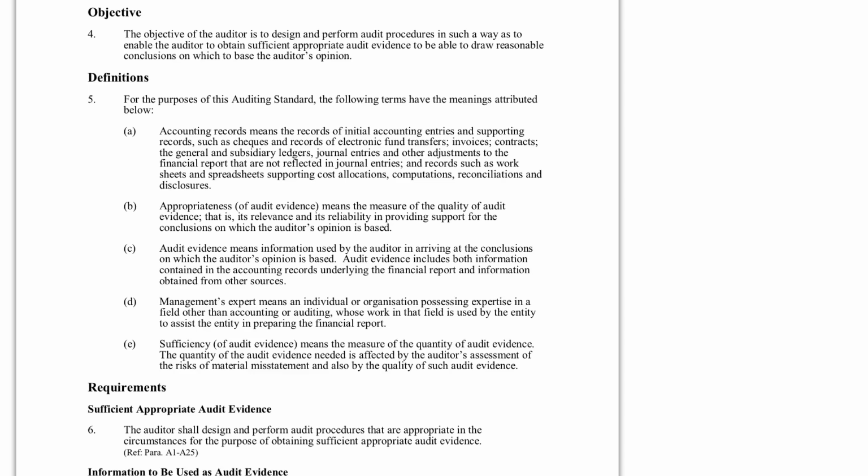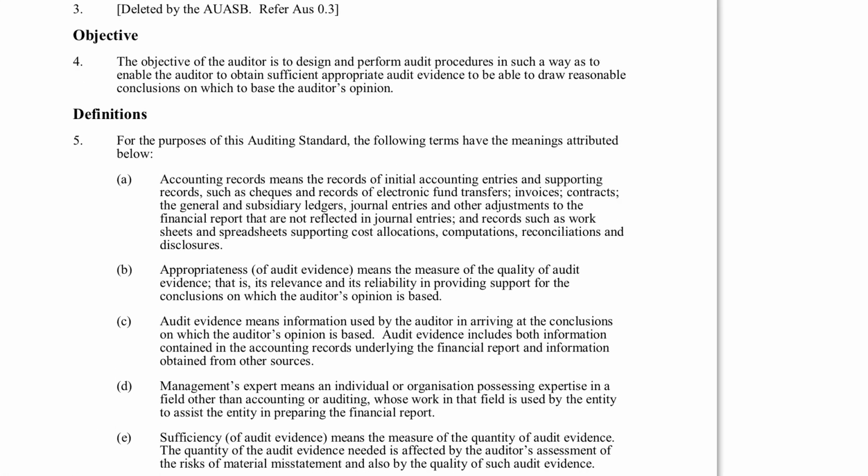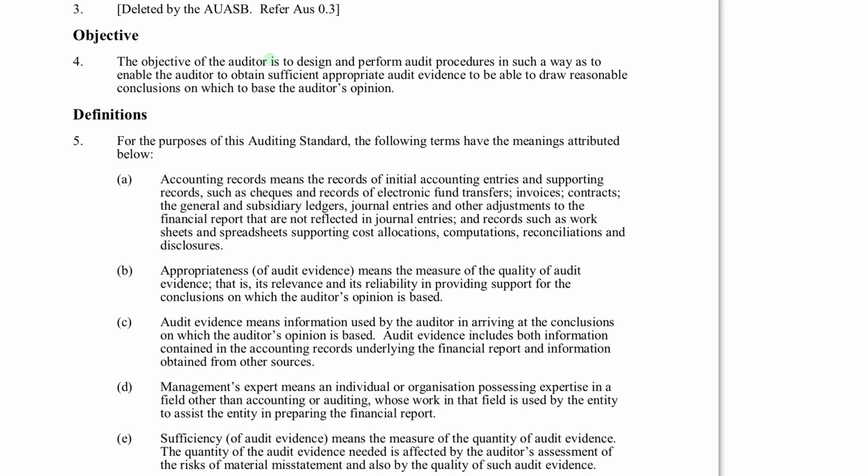When we look at the objective, I need to design my procedures in such a way so that I get sufficient and appropriate evidence. And the question here becomes, well, what does it mean for evidence to be sufficient and appropriate? How much is sufficient and what is appropriate? So if we go down into our definitions, we'll see that sufficiency means the measure of the quantity of evidence. How much is really the key. The key here is how much evidence do I need to collect?